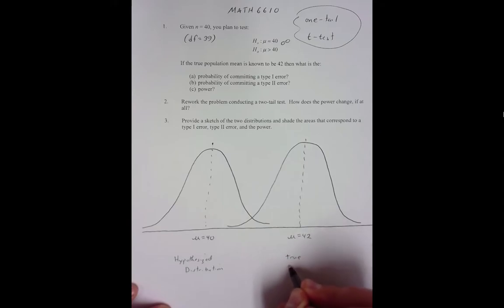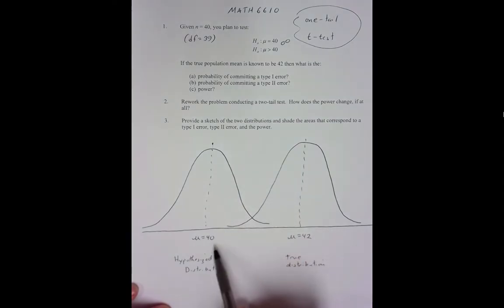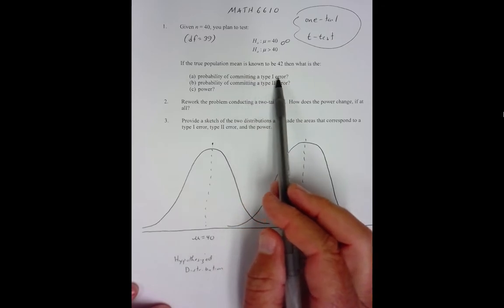So this is the true distribution. When conducting this test, we go in and take a sample. We assume our sample's coming from this distribution, but it's really coming from this distribution. All right, question number 1. What's the probability of committing a type 1 error?